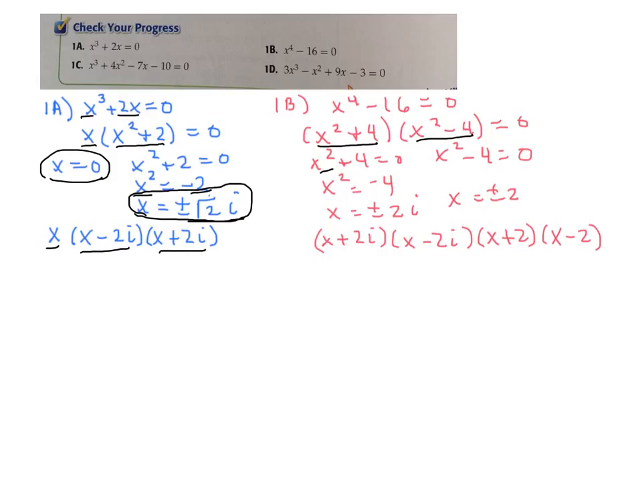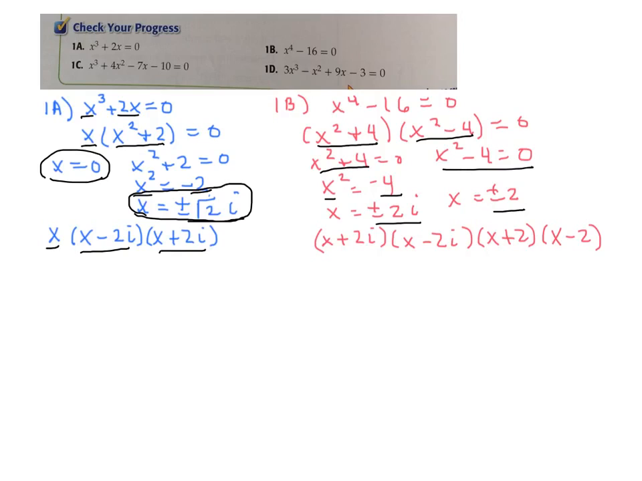X squared plus 4 equals 0. That means x squared equals negative 4, which gives you plus or minus 2i. X squared minus 4 equals 0, which gives you x equals plus or minus 2. And then these are your zeros. There are 4 of them.